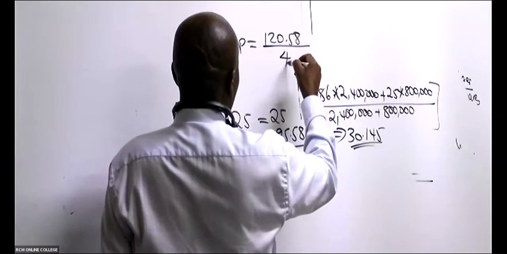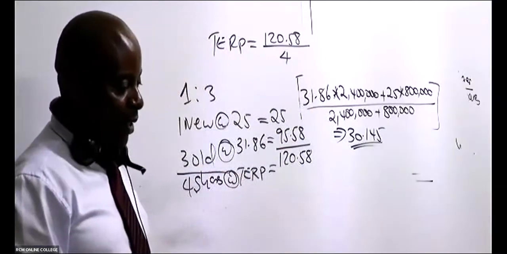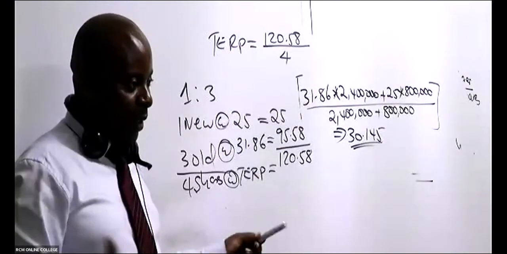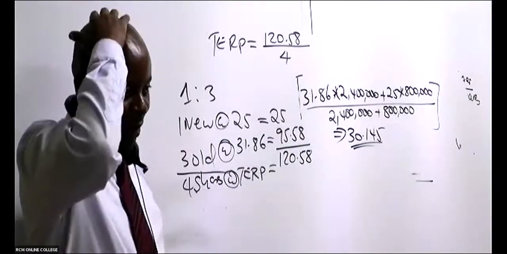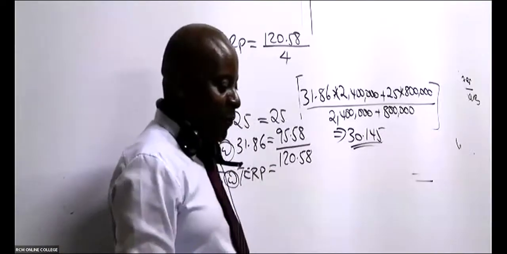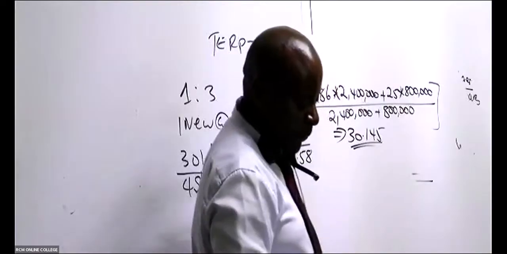You divide this by how many shares? By 4 shares. 120.58, divide this by 4 shares. Shall we get the same answer? Which method should we work with? The second one, isn't it? Because here you don't have to cram the formula.